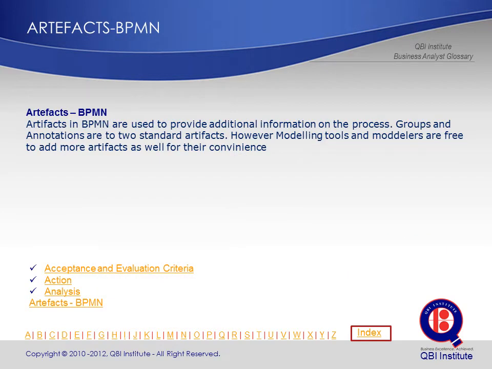ARTEFACTS-BPMN. Artifacts in BPMN are used to provide additional information on the process. Groups and annotations are two standard artifacts. However, modeling tools and modelers are free to add more artifacts as well for their convenience.